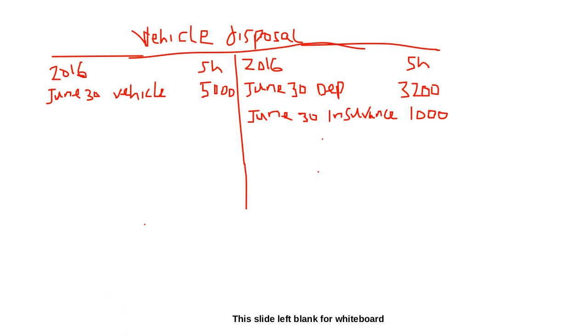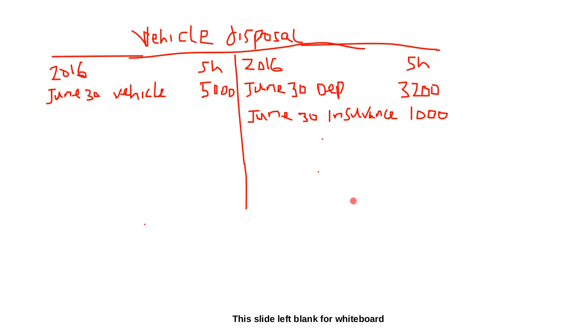So that is what we have there. We're disposing the vehicle, so you have to add both the sides. On the debit side, the total is 5,000. On the credit side, the total is 4,200. So what is the difference there, members? The difference is 800. Joram is also typing 800.